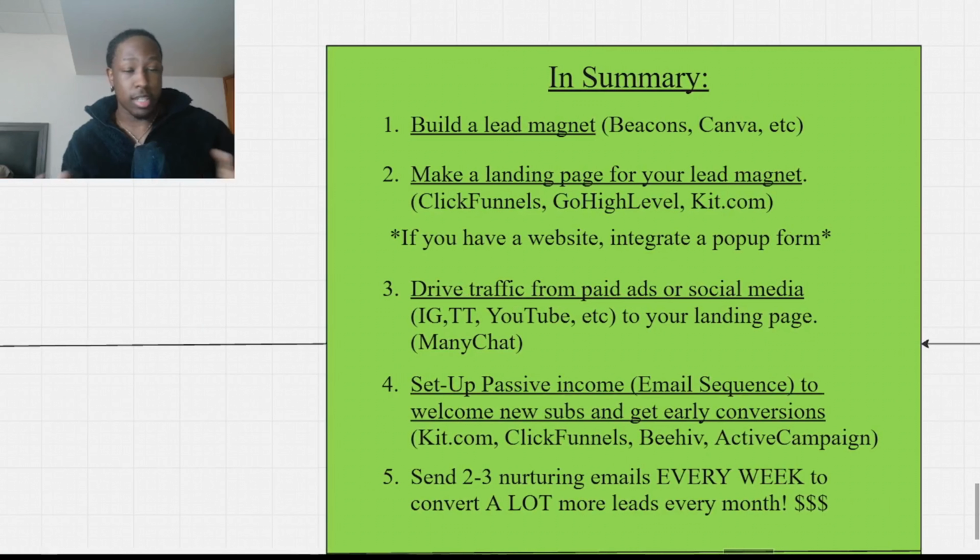You can use Beacons, Canva, or some other platforms. 2, make a landing page for a lead magnet. You can use ClickFunnels, Go High Level, or Kit.com to make your landing page, but ClickFunnels and Go High Level, especially Go High Level, I think is the best one. And if you have a website, integrate a pop-up form to get more email addresses.